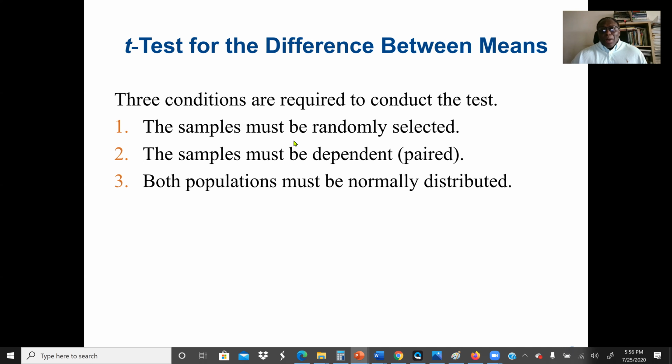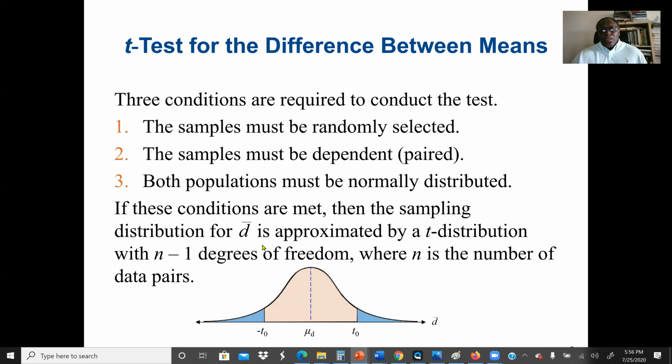Again, the samples must be randomly selected. Also the samples must be dependent. And then both populations must be normally distributed. So if these conditions are met, then the sampling distribution for D mean is approximated by a t distribution with n minus 1 degrees of freedom, where n is the number of data pairs, which will be the sample size. So we know we are doing a t distribution, so we still need our degrees of freedom, which in the t table are the row values.